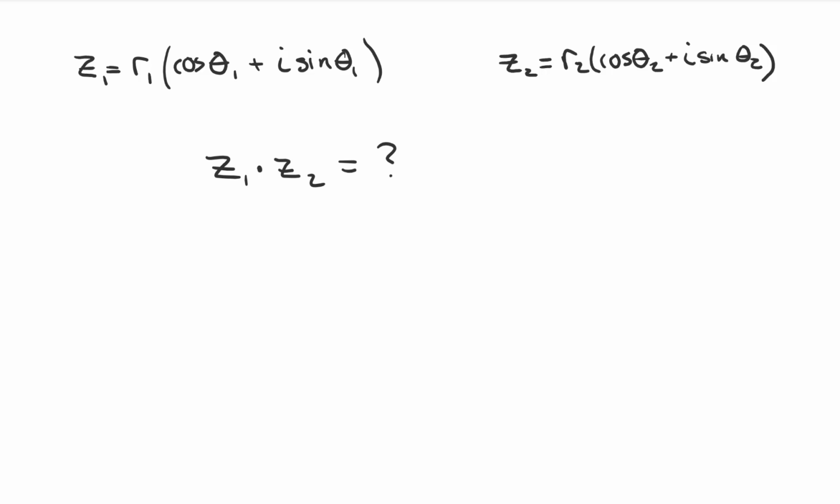Let's say we have one complex number. We got another complex number. It's all generalized out with variables and not really any numbers. And we want to know, hey, what are we going to get when we multiply those two suckers together?